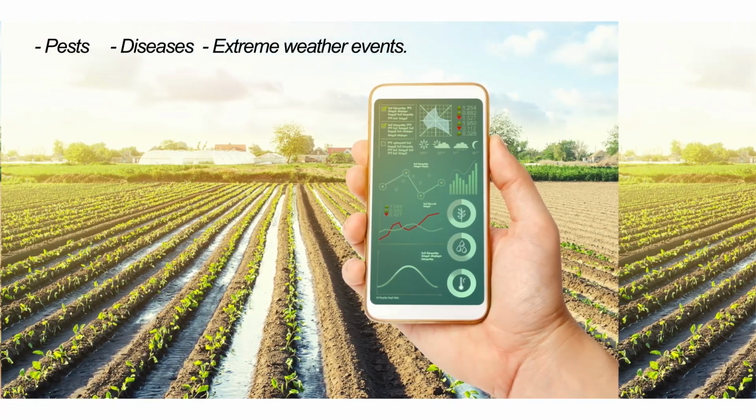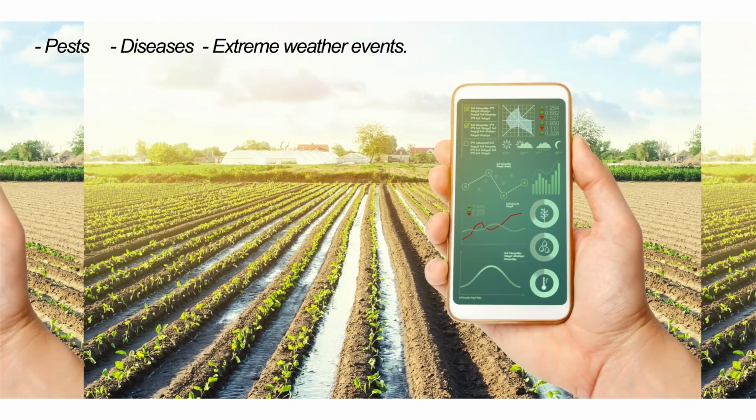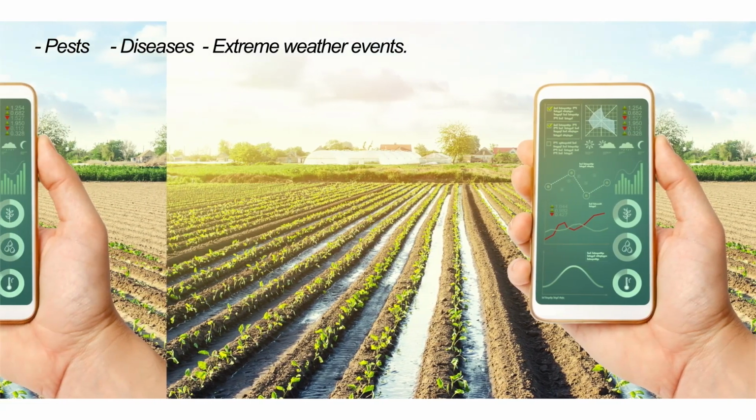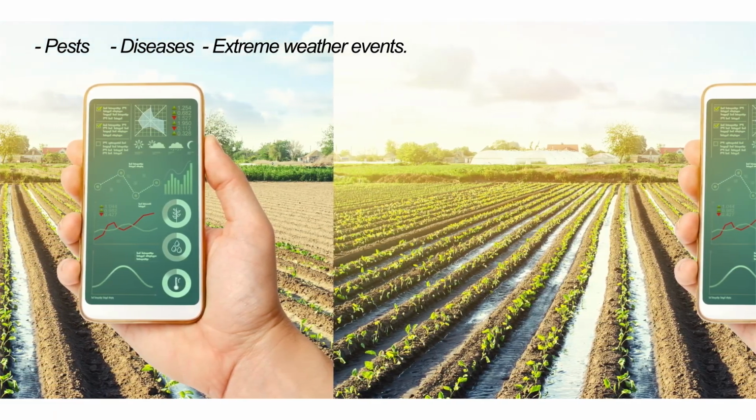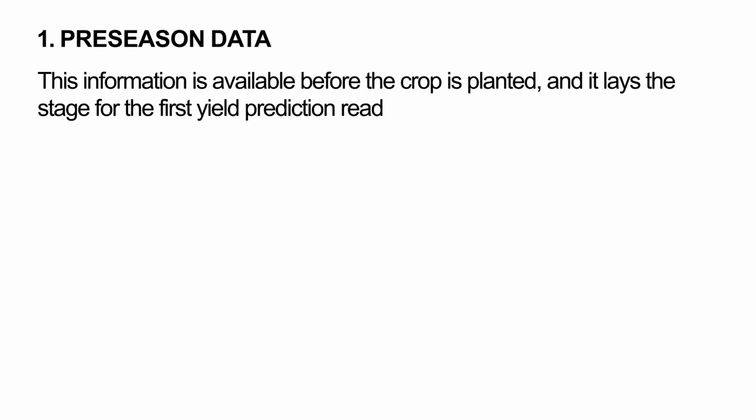Farmers' Edge scientists and researchers combine these data sources with the most recent advances in machine learning to update yield forecast estimates whenever a major yield component is disrupted. Preseason data. Preseason data must be accurate to lay the groundwork for crop yield prediction. This information is available before the crop is planted, and it lays the stage for the first yield prediction readings.